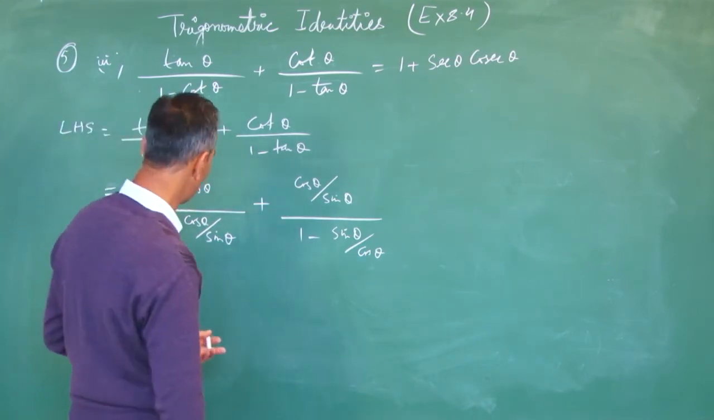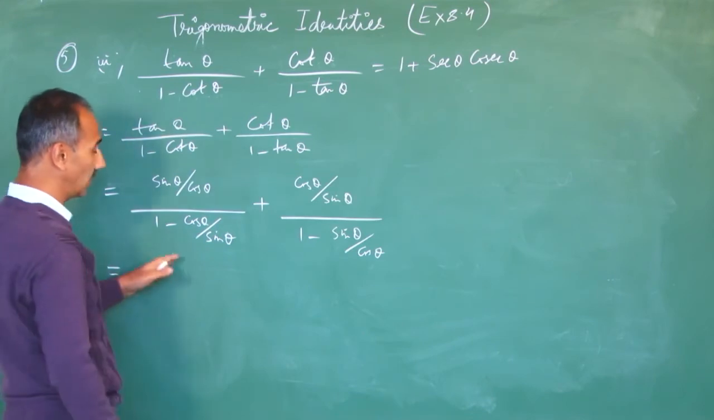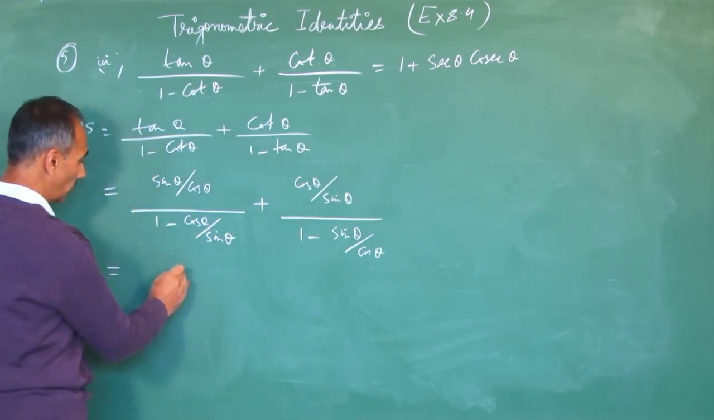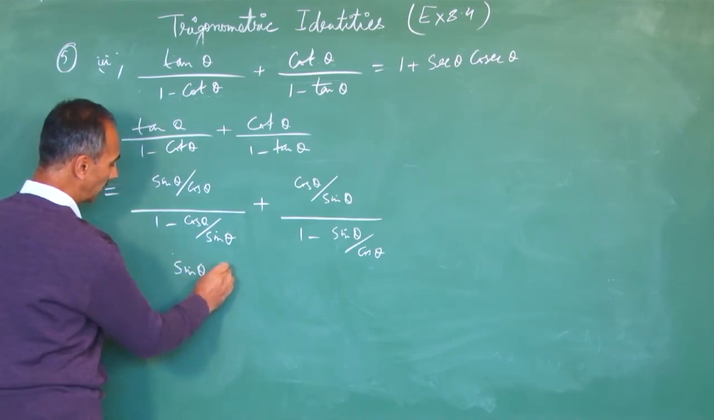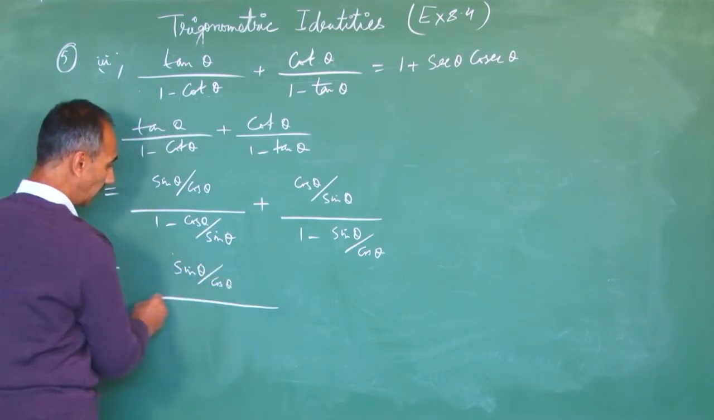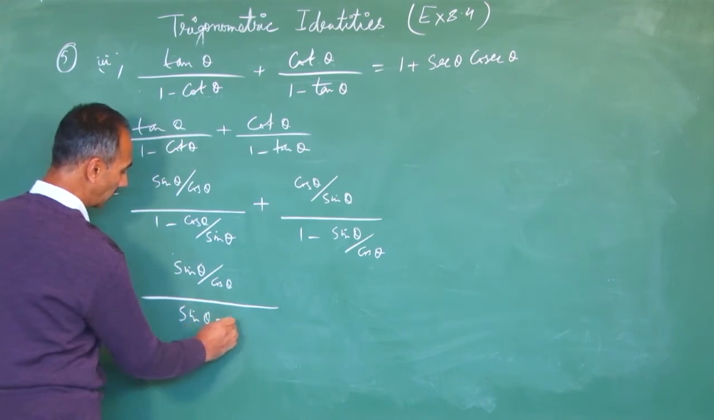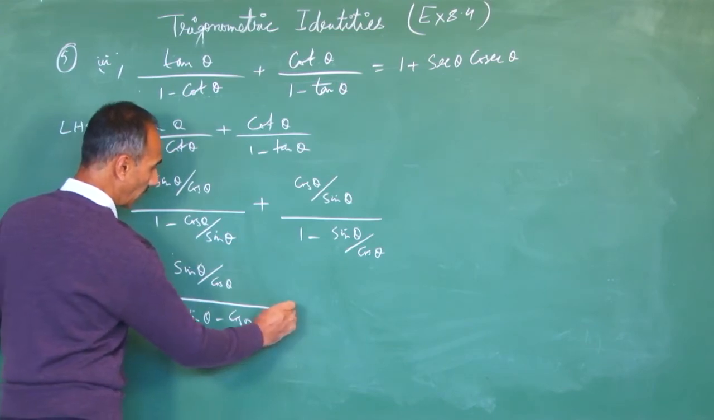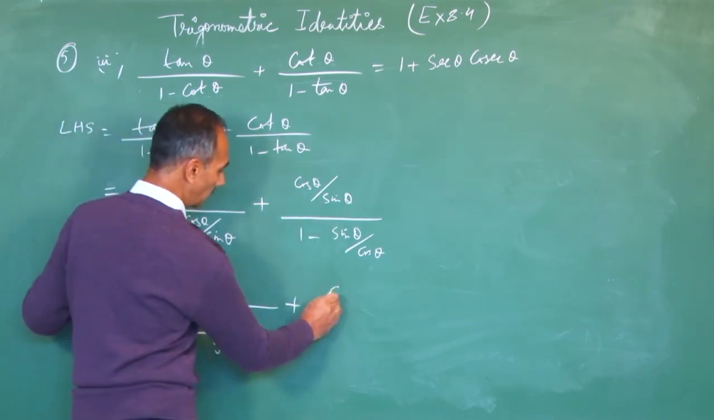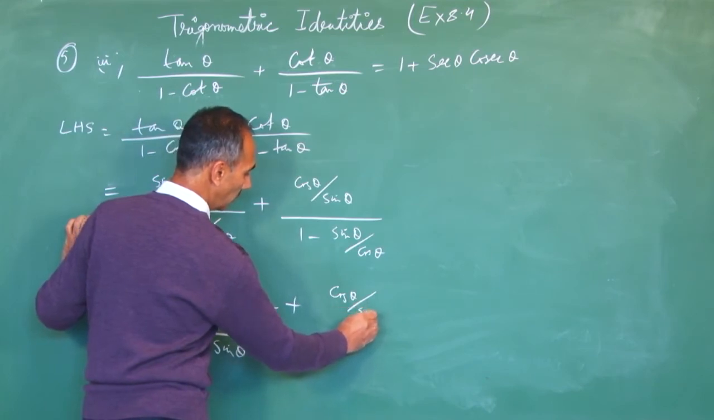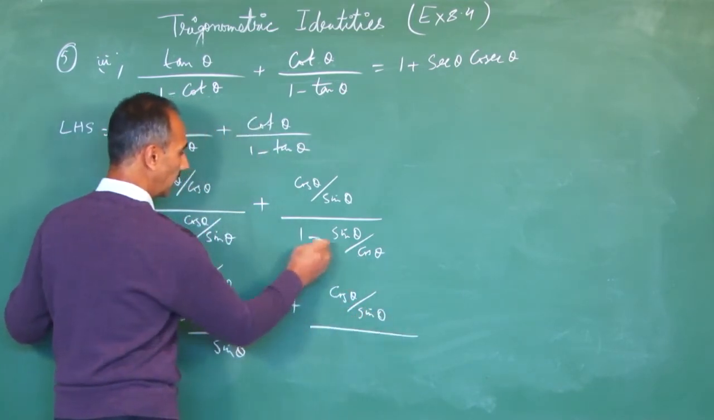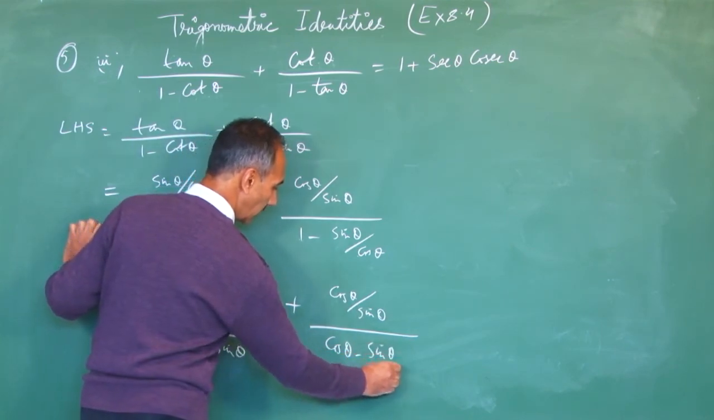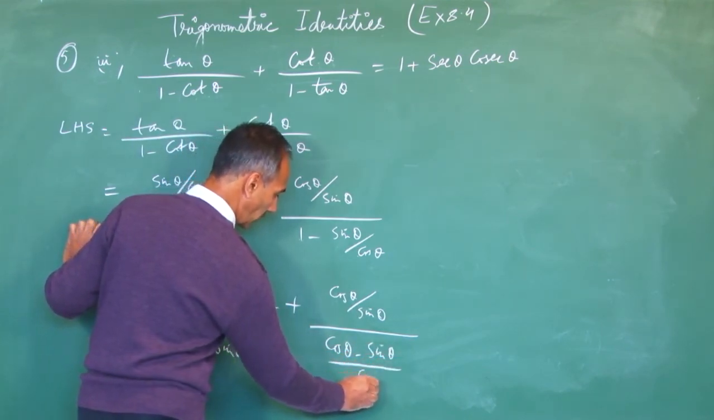Now what next? We'll take the LCM in the denominator. Numerator is already simplified. So numerator will be as it is, sine theta upon cos of theta divided by sine theta minus cos of theta whole upon sine of theta. Plus this will be the same, cos theta upon sine of theta divided by, if you take the LCM, this will give us cos theta minus sine theta whole upon cos of theta.